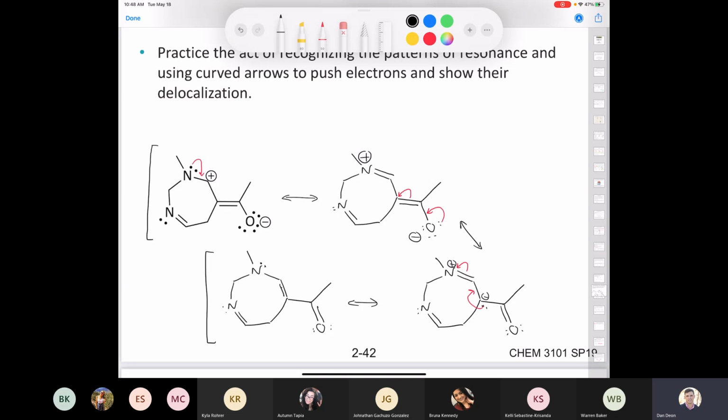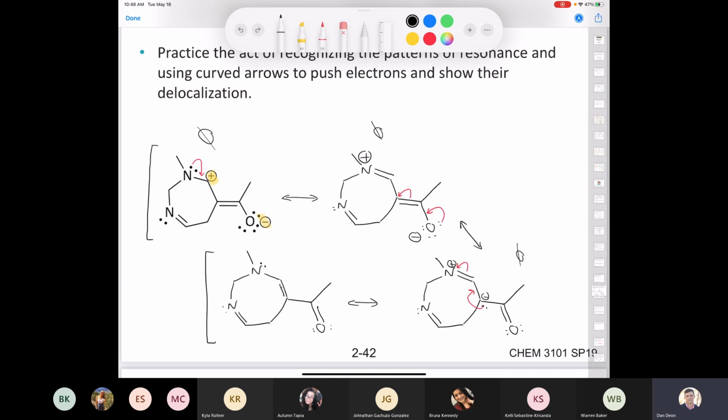Keep in mind that if you're starting out with something that's neutral, you've got a positive charge and a negative charge, so overall, the charge is 0. That means the charge of every resonance contributor has to be 0. And you see the charge here is 0, the charge here is 0, and there's no charges here. So everything is neutral there as well.